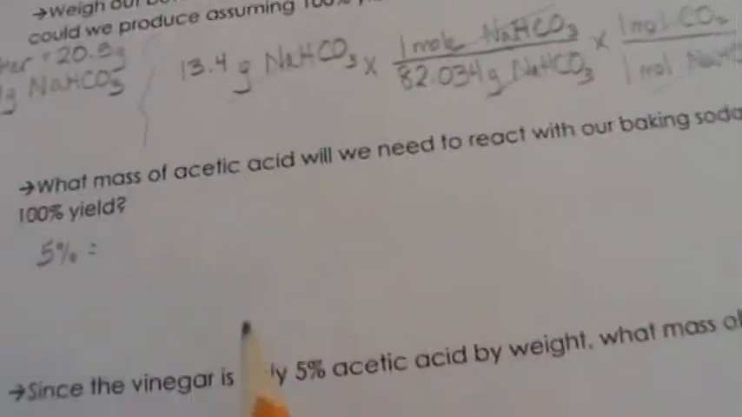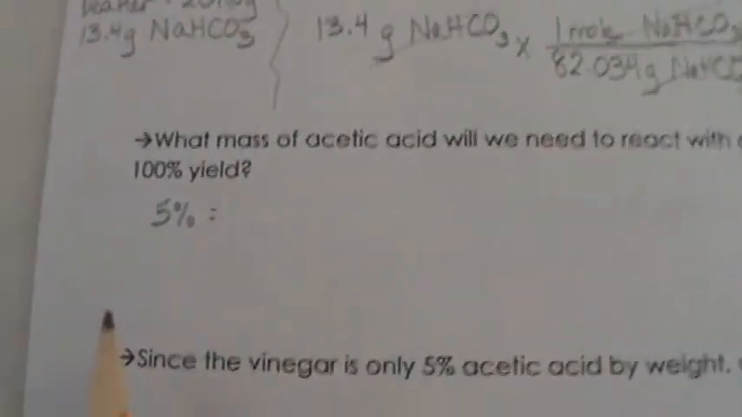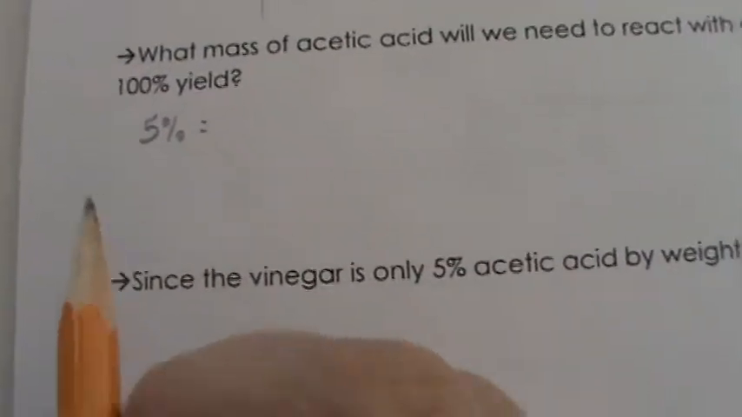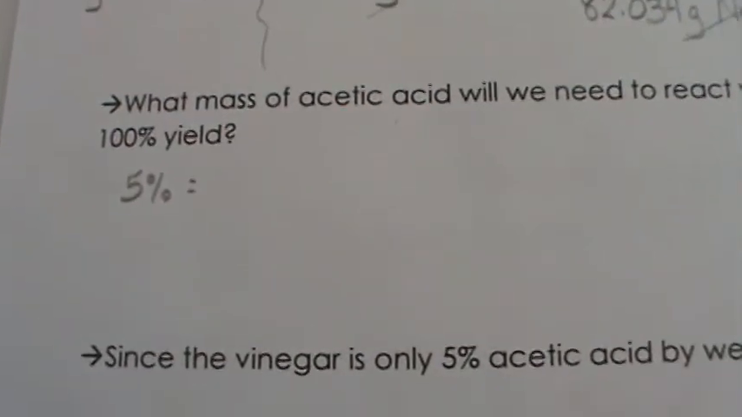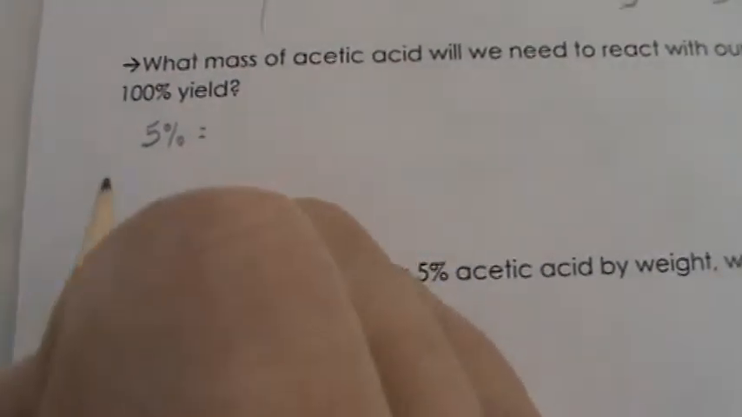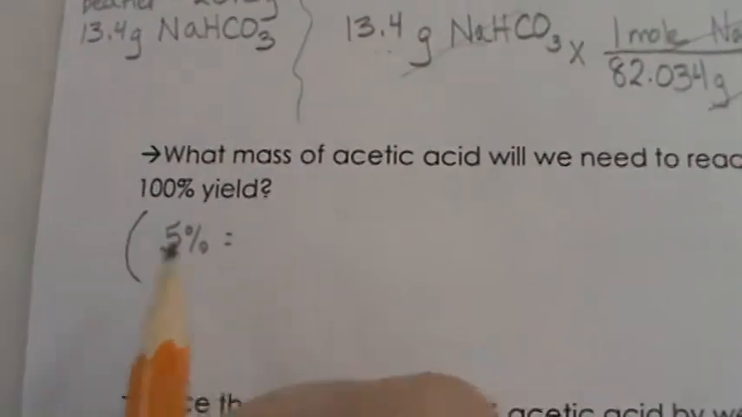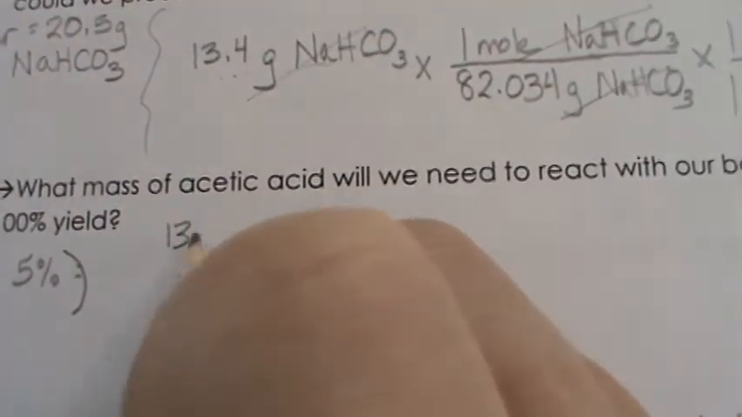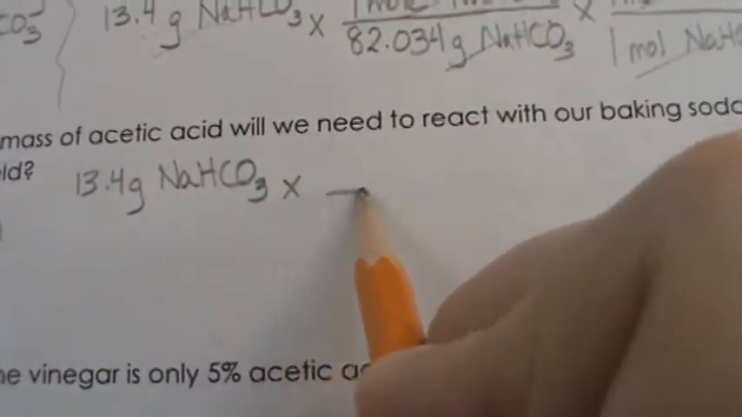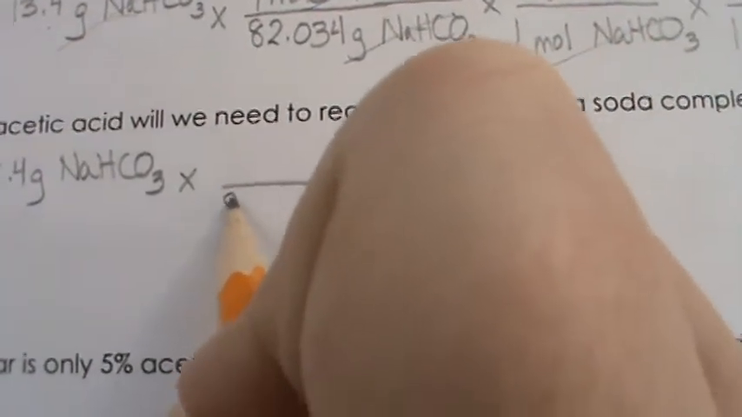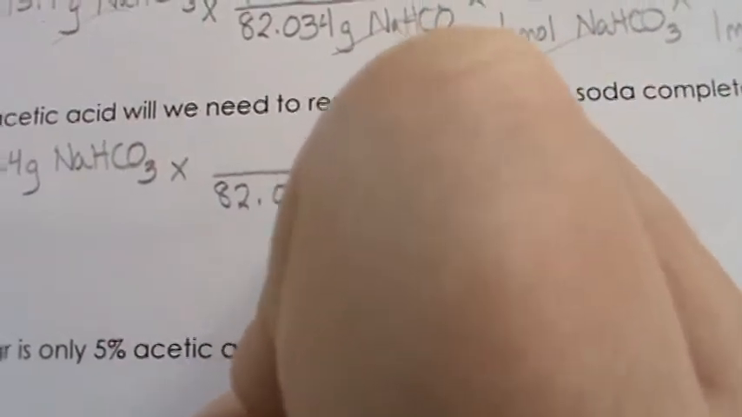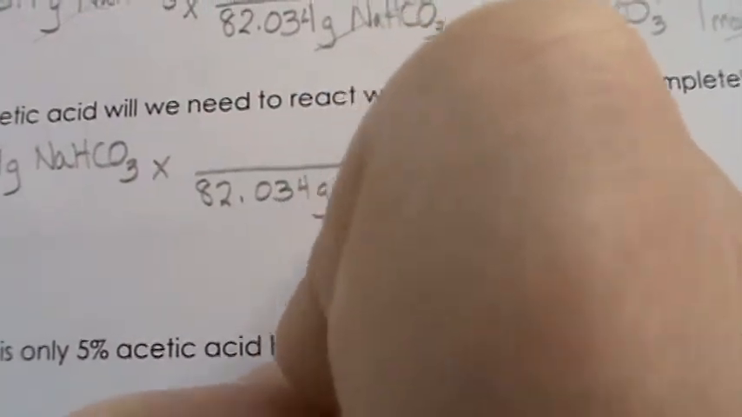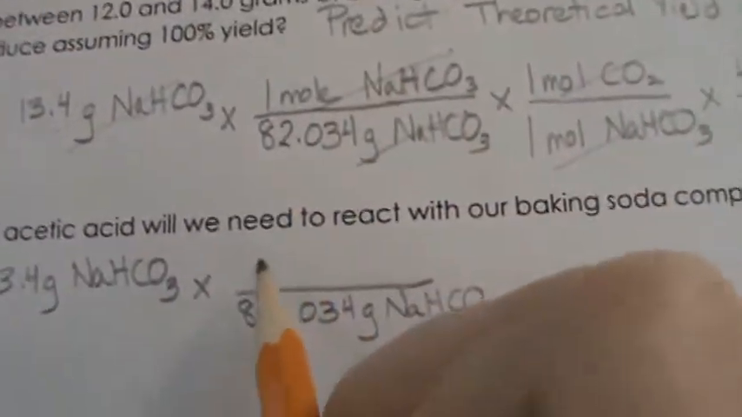now we need to do another stoichiometry to figure out what mass of acetic acid we're going to need. Okay, so I'm just going to put this in parentheses here, and we'll come back to it later. So now we start this stoichiometry again. We need 13.4 grams of our sodium bicarb, NaHCO3, times, and this stoichiometry always starts the same way. We have our known here, 82.034 grams per mole.